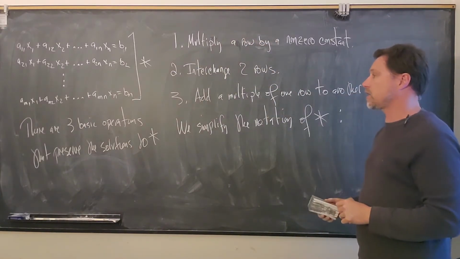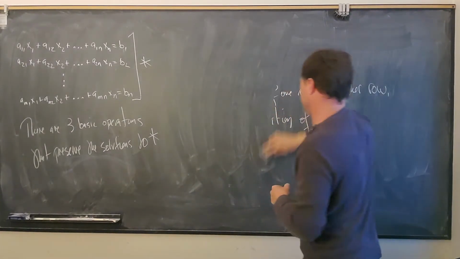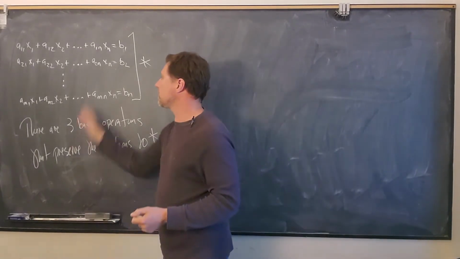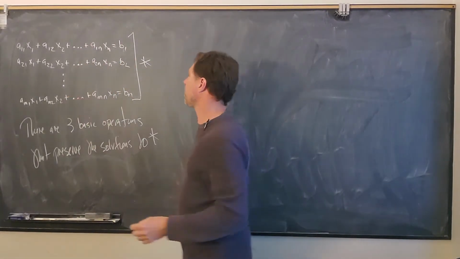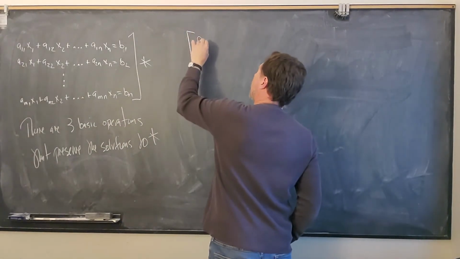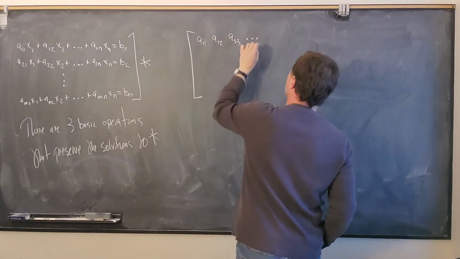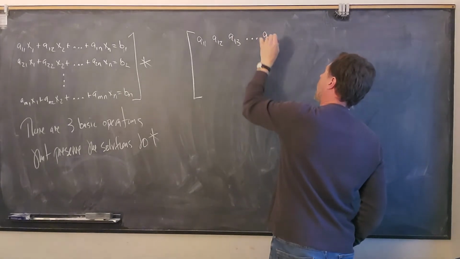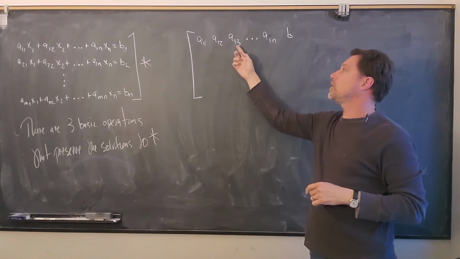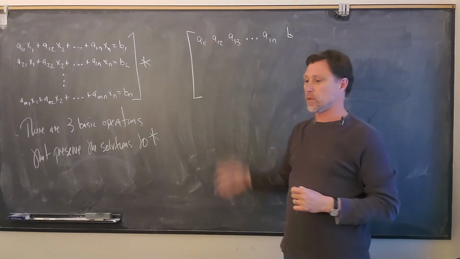We want to simplify the notation of star by recognizing that we don't need to write down the pluses. We don't need to write down the x sub i's. All that really matters when it comes to this system are the coefficients. And so here's what we write down, and this contains all the information that we need about our linear system. I just write down the coefficients, a11, a12, and so on. It's understood that there is a variable x1 involved. It's understood there's a plus sign.